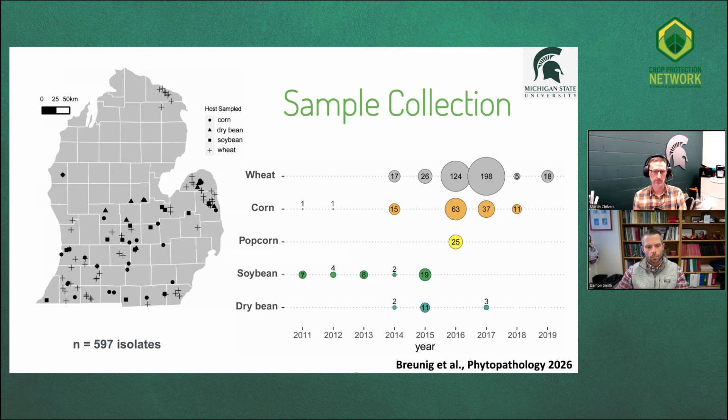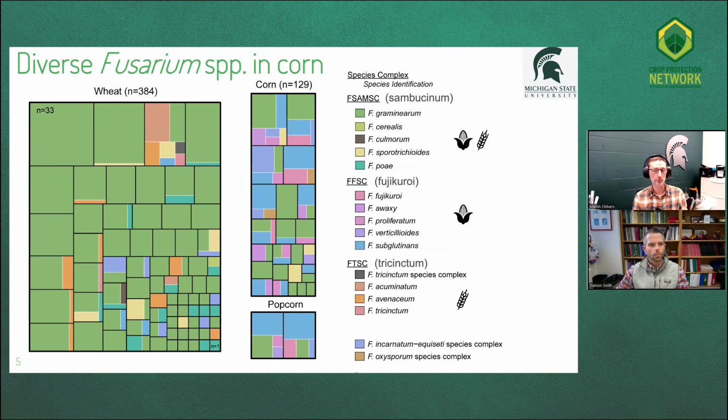If you go to the next slide, this shows the diversity that was present, which species of Fusarium are there. On the left-hand figure, you're looking at what was present in the wheat. You can see that most of those squares are green, and that green indicates Fusarium graminearum. The smallest square equals one field sample, one particular isolate, so each square is a different field or sample set. But if you look at corn and popcorn underneath it, which are essentially the same thing, there are a lot of different colors in there.